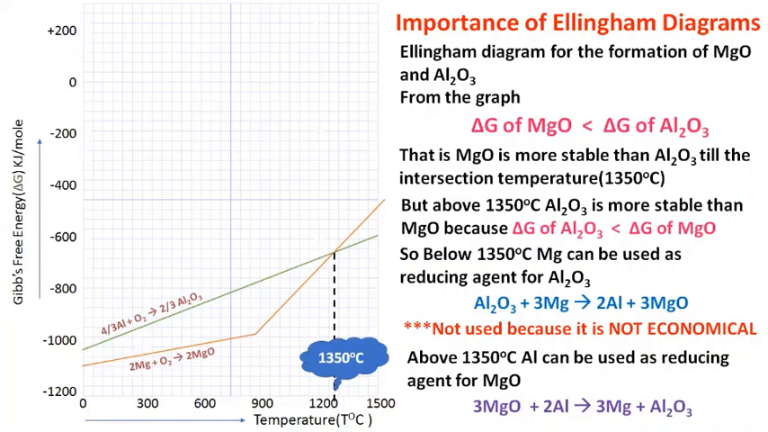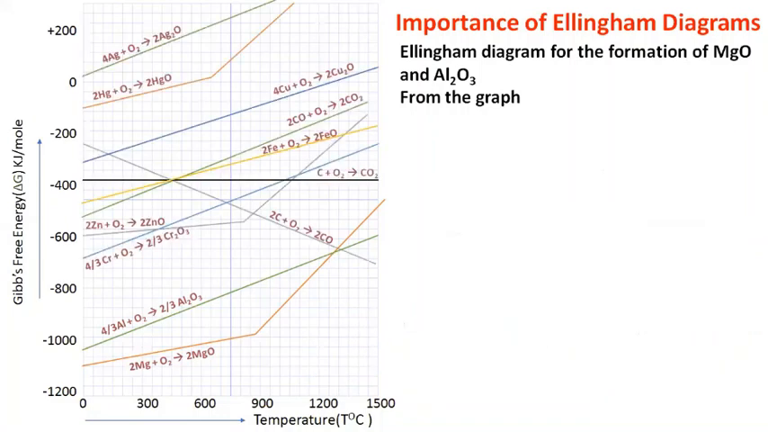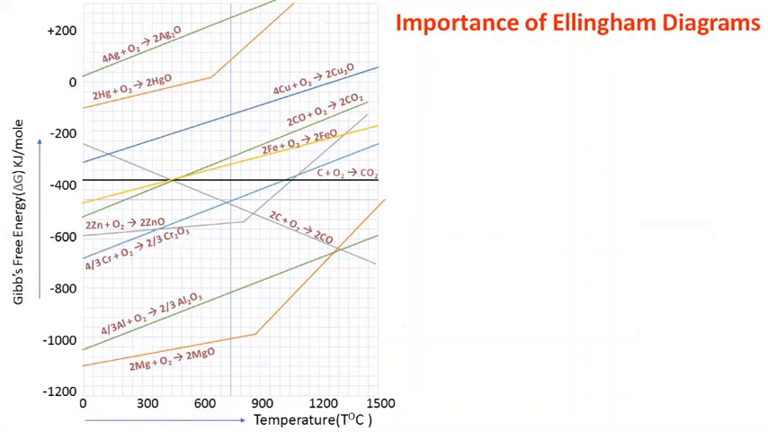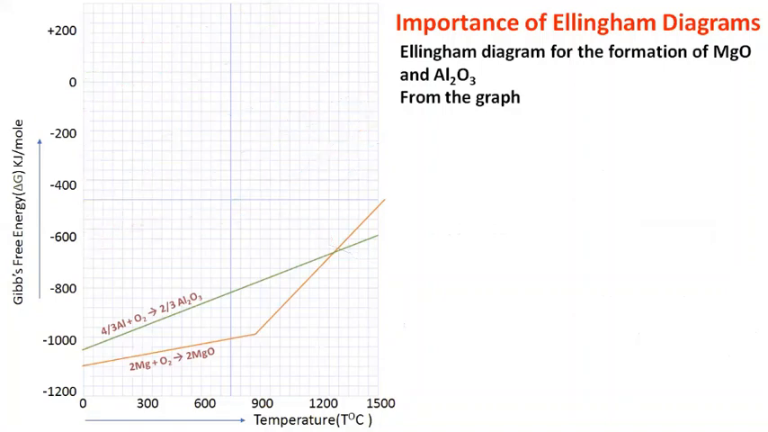So let us see the same topic once again because it is an important thing. So I am repeating it. We are discussing the importance of Ellingham diagrams. First, we are going to see the Ellingham diagram of magnesium oxide and aluminum oxide, or alumina. From the graph, we are able to see that magnesium oxide is more stable than aluminum oxide because the delta G value of magnesium oxide is less and the delta G value of aluminum oxide is more. But this is only up to a particular temperature, 1350 degrees centigrade.